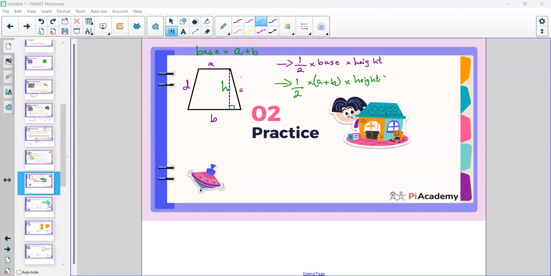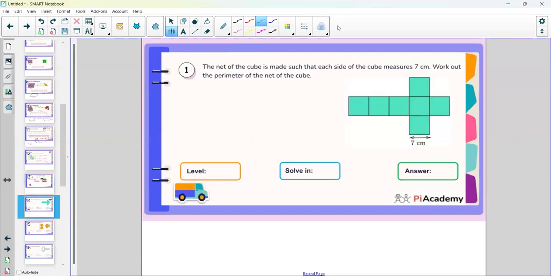All right. Now let's quickly start up the learning session. Here we have the first question on the screen. So let me read this one out. The net of the cube is made such that each side of the cube measures 7 centimeters. What you are asked is to work out the perimeter of the net of the cube. Now, before moving to this question, what is the net of a shape?